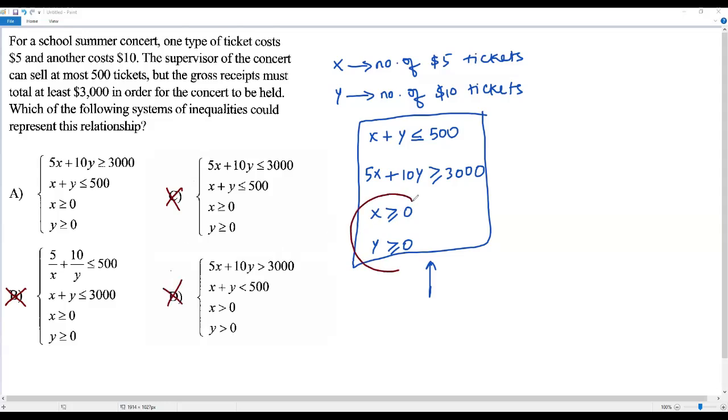And we can check this one. We find x greater than or equal to 0, y greater than or equal to 0 in answer choice A. So the correct answer choice for this question is A.